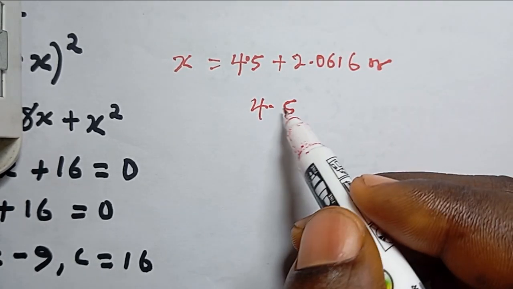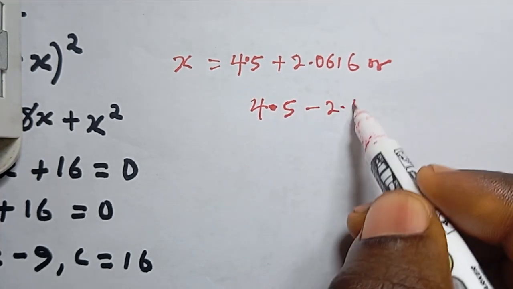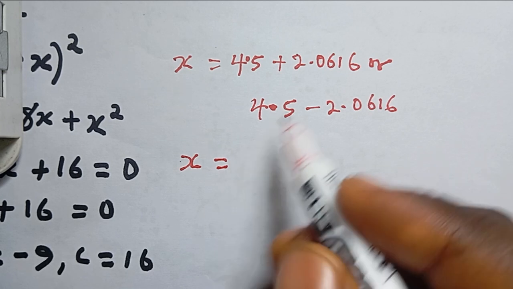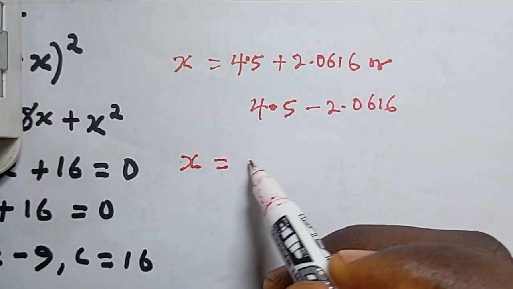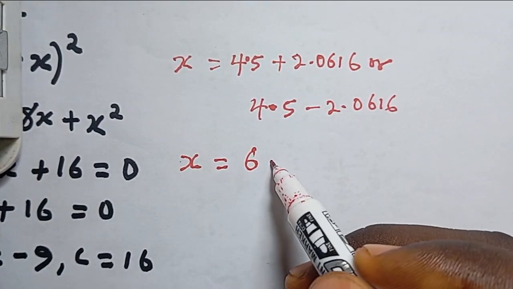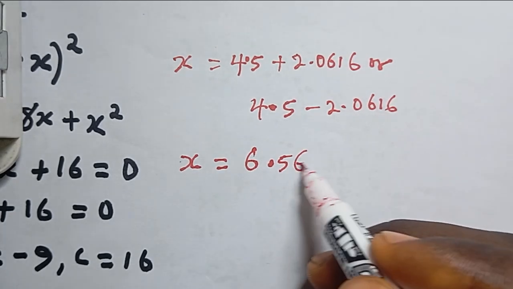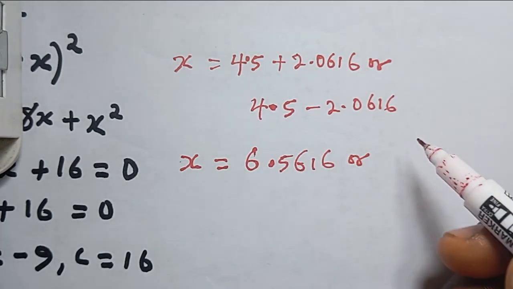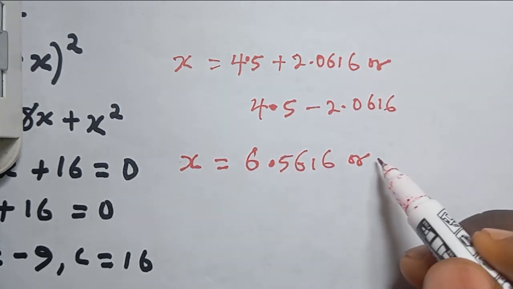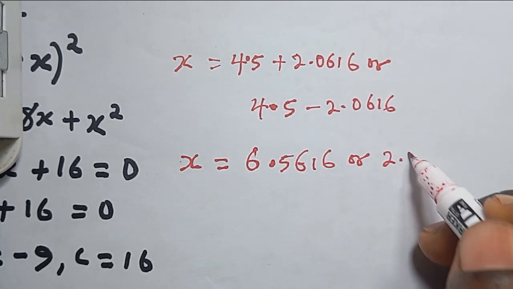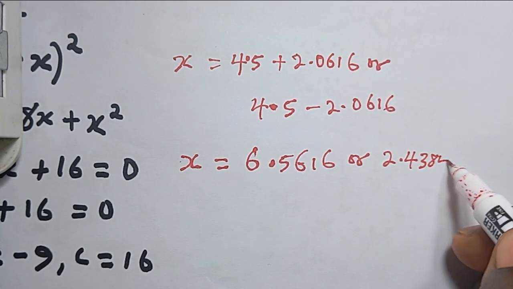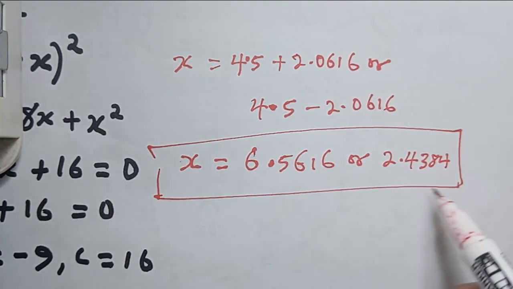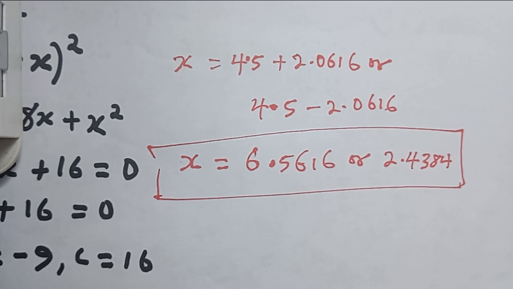Or 4.5 minus 2.0616. And then x will be equal to, if we add this, 6.5616, or when you subtract this, you're going to have 2.4384. So these will be the two decimal values of x.